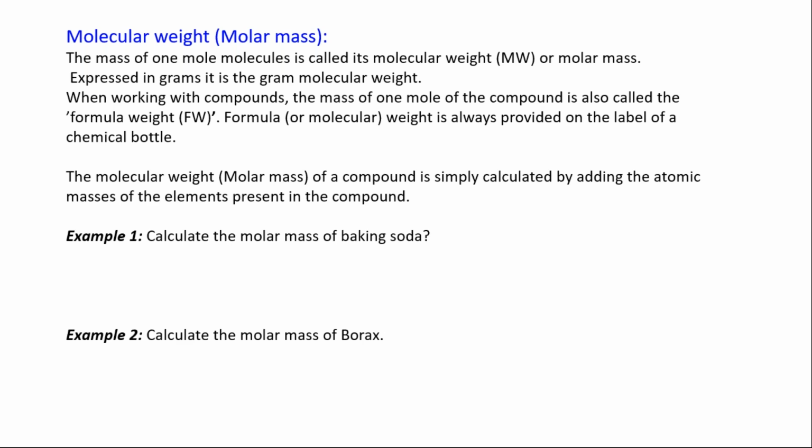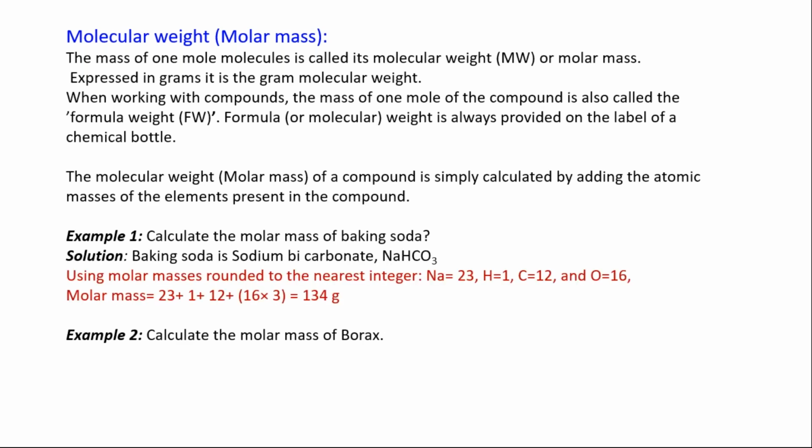So the molecular weight or the molar mass of a compound is simply calculated by adding the atomic masses of the elements present in the compound. In the examples below, you need to calculate the molar mass of baking soda. For this, what do you need to know? You need to have in mind the formula for baking soda. Baking soda is the common name, but what is the chemical name? It is sodium bicarbonate. So write down that baking soda is sodium bicarbonate.